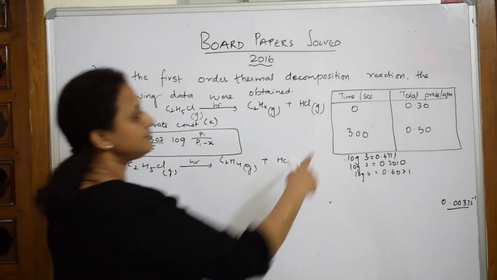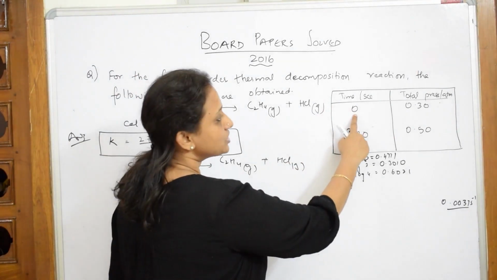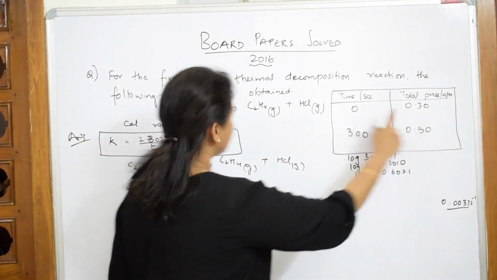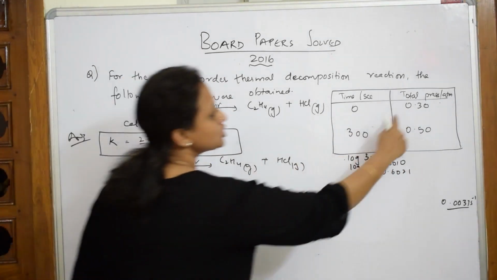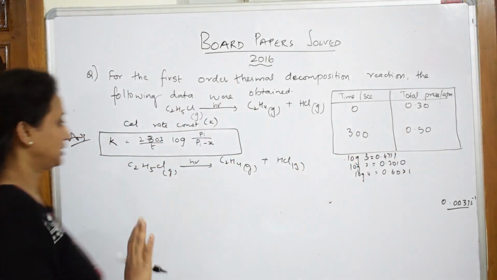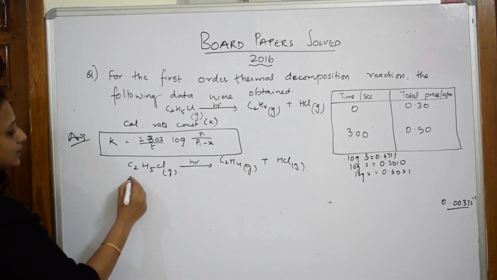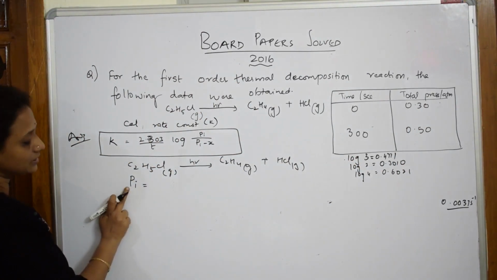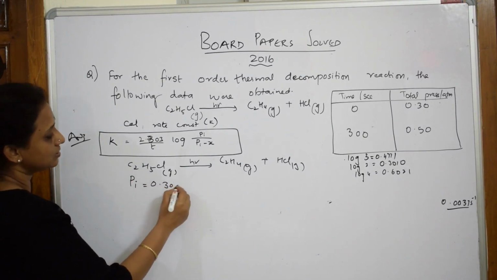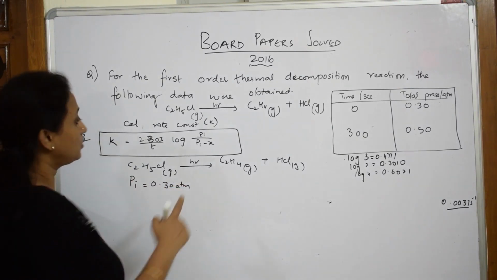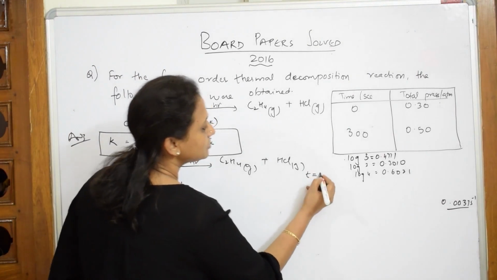Initially, when the time was 0 seconds, the pressure exerted by this particular one was how much? 0.30 atmospheres. So what do I write? I write Pi is equal to the partial pressure exerted by this, 0.30 atmospheres. Now what is the time here? T is equal to 0 seconds.